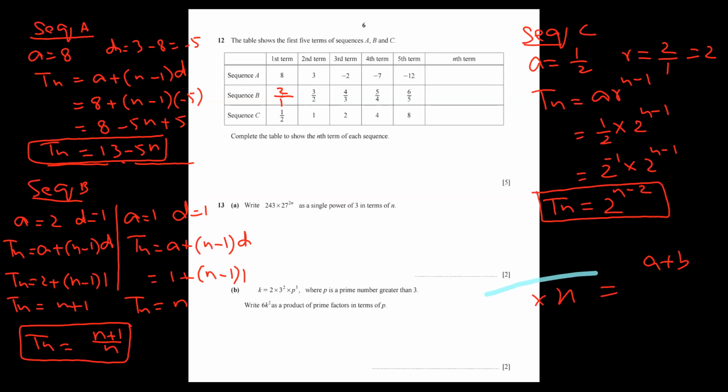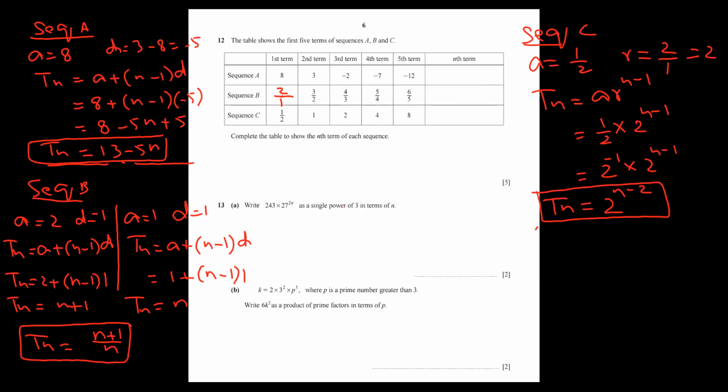Okay, now I'm going for the next question. Next question, you talk about this one. So what the question is, I'm doing it here. He said to write this as a single power of 3 in terms of n.